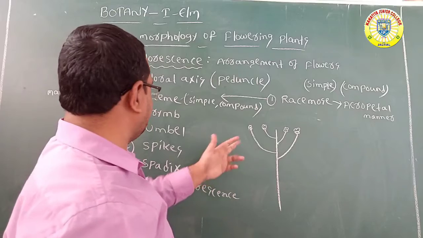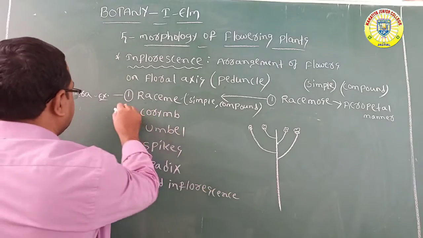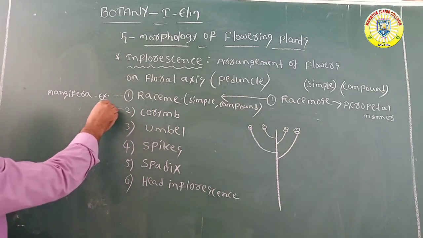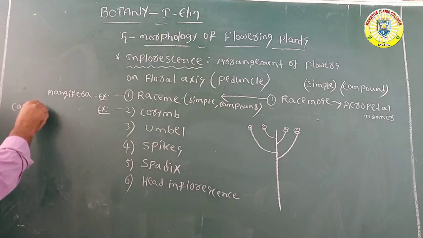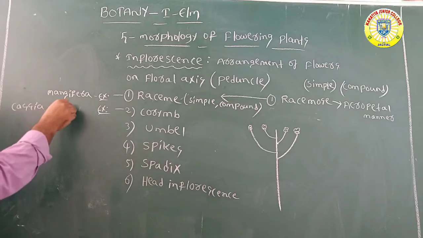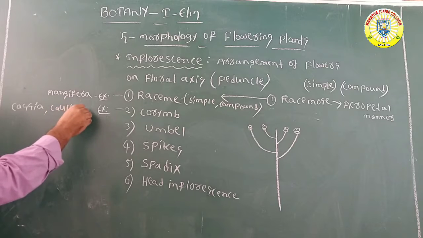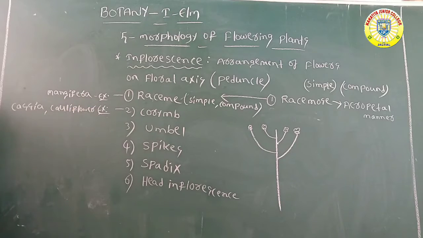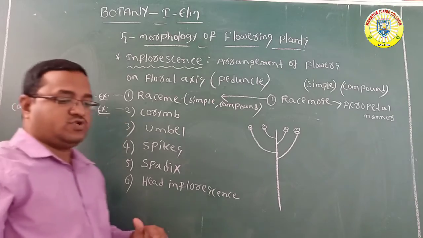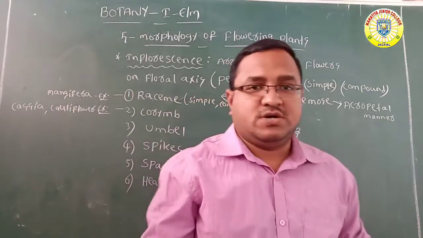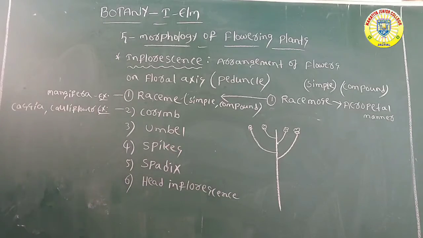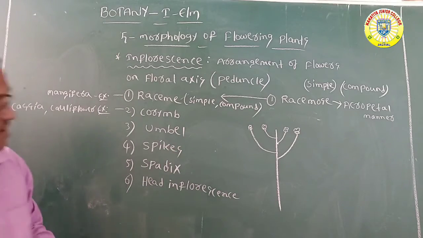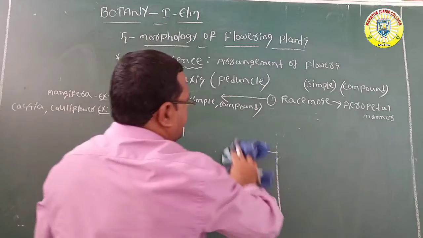That is especially corymb. Best examples of corymb: Cassia and cauliflower. These are two examples you can see. Next, what is umbel? Third one, umbel.